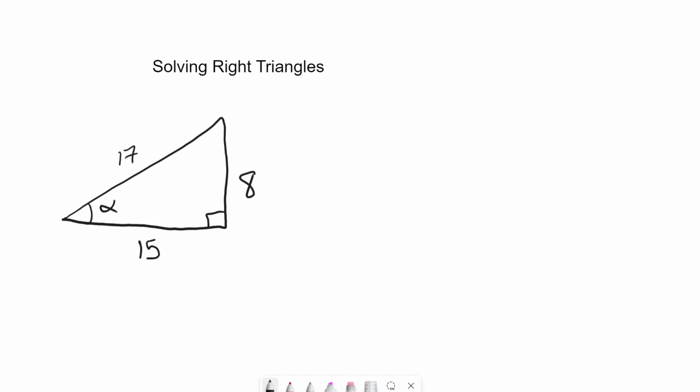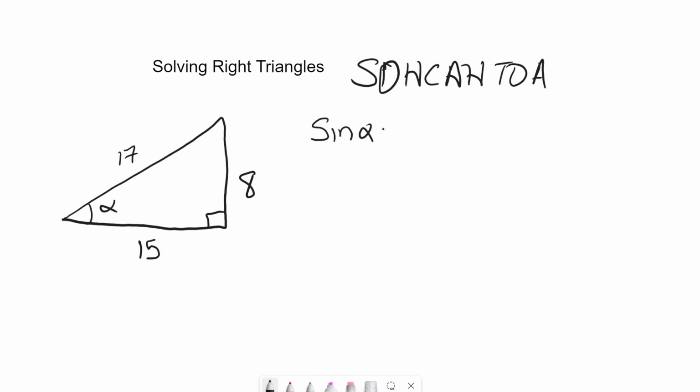In this video, we're going to look at solving right triangles. Now, we're going to need to recall SOH CAH TOA, right? In other words, sine of, in this case, we'll use alpha, is going to be opposite over hypotenuse.